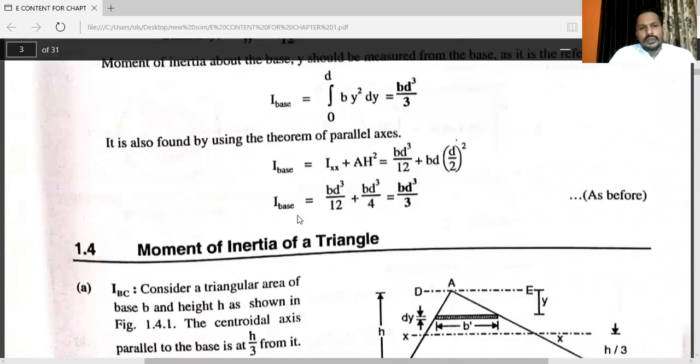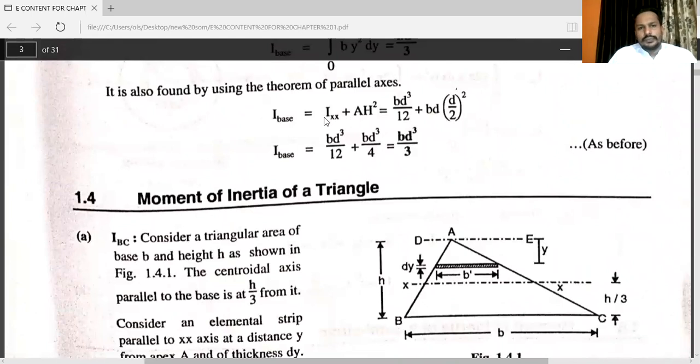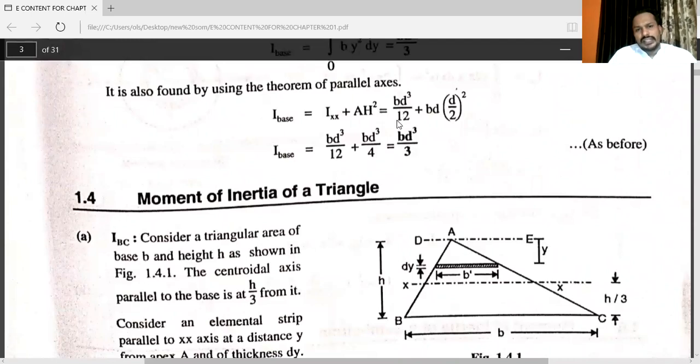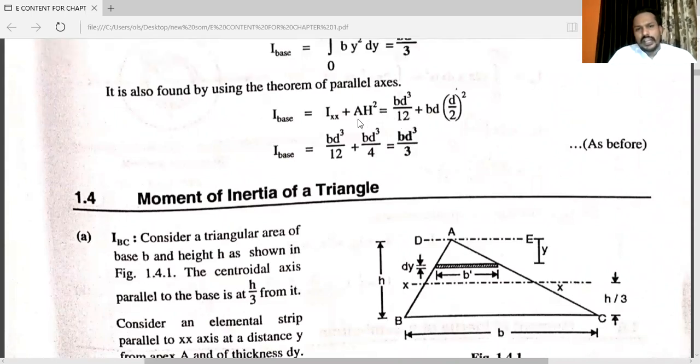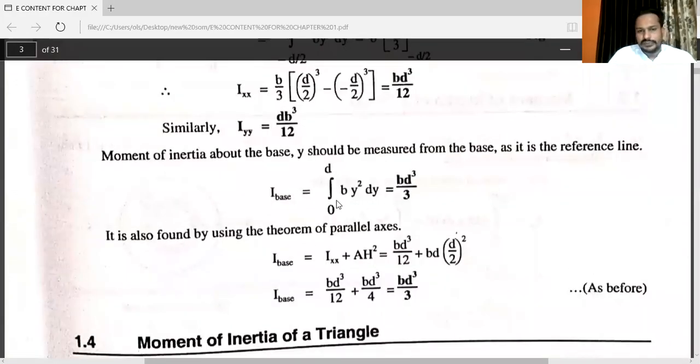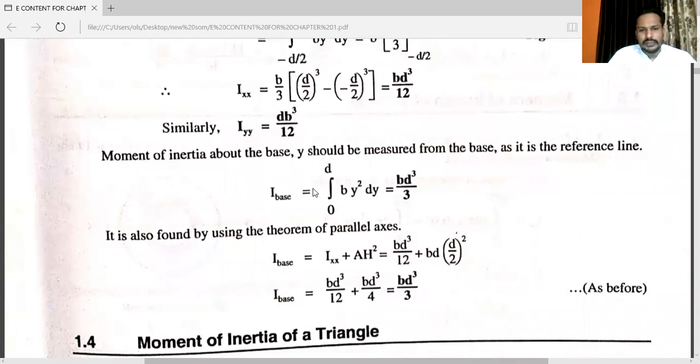You can prove this by using the parallel axis theorem also. Here I of base is equal to Ixx plus A h square. We just studied that Ixx is bd cube by 12, plus the area of the rectangle, that is b into d, into h square, where h is d by 2, whole bracket square. If you simplify this, again you will get I of base equal to bd cube by 3. Earlier we did it by another method; here we use the parallel axis theorem. The answers will be the same.